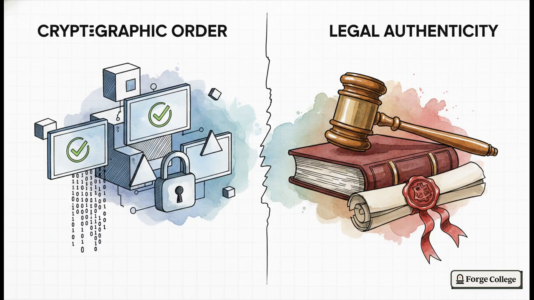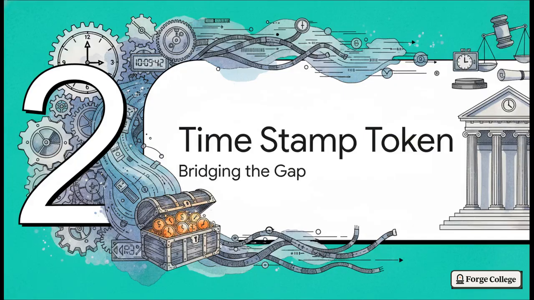Cryptographic order is absolutely not the same thing as legal authenticity. Computers love technical proofs. The math checks out, and the computer is perfectly happy. But a human judge doesn't care about your beautiful Python code. They want institutional endorsement. They need recognized frameworks, sworn affidavits, and real accountability. They want absolute legal certainty. So how do we bridge that gap?